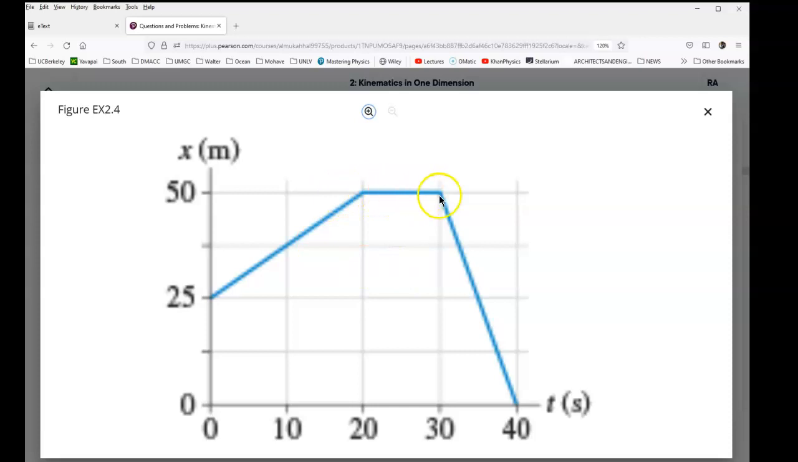And then what happened here? Well, that's the horizontal. Which is the slope of a horizontal line? That's 0. That means it stopped. For how long did it stop? Well, from 20 seconds to 30 seconds.